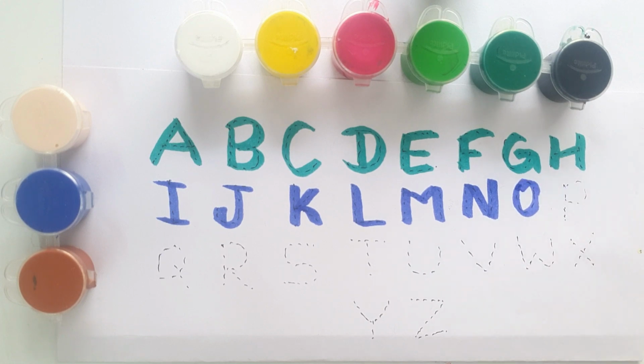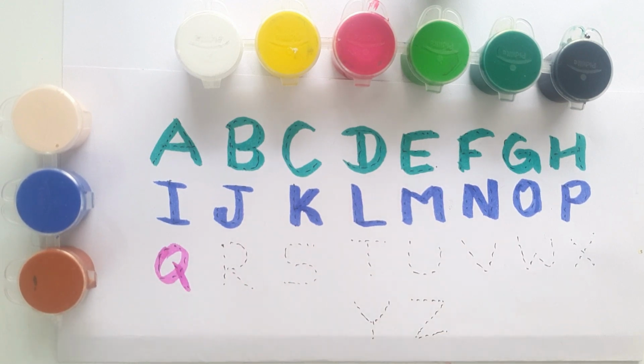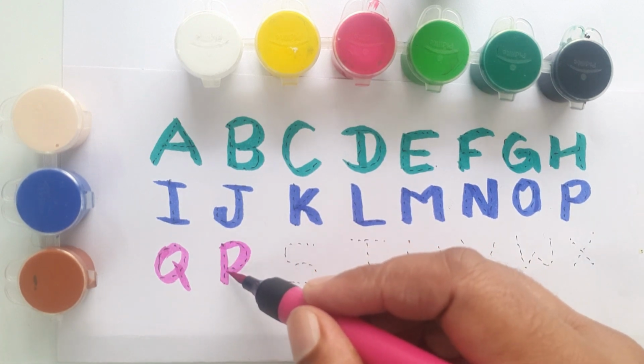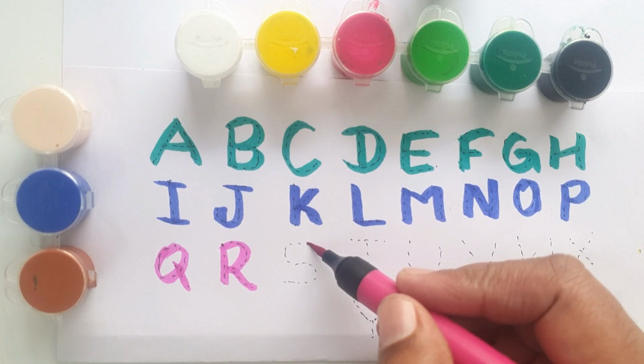O. O for ox. It's P. P for parrot. It's Q. Q for queen. R. R for rabbit.